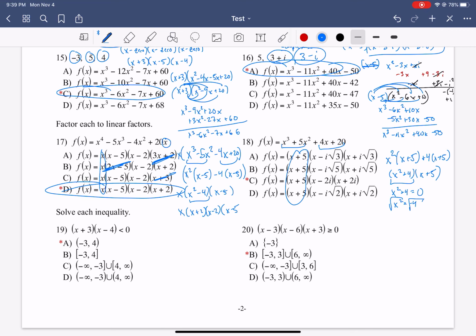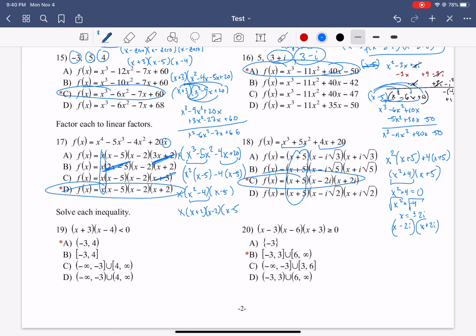And we take the square root of both sides. We get x is equal to plus or minus 2i. So if we look at it, those are our two factors. We're going to do x minus 2i and x plus 2i inside our factored form. So that's how we get C as our answer.